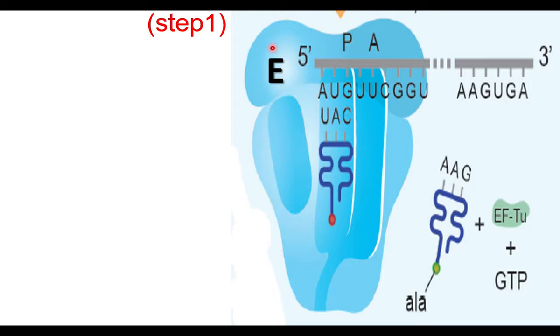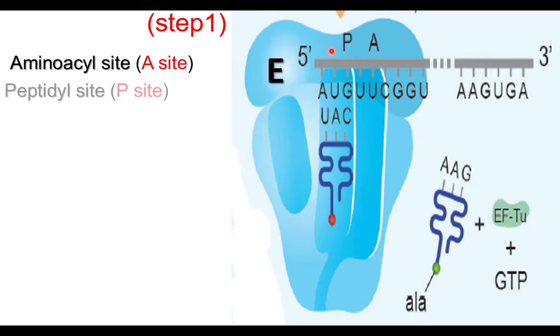The smaller and larger subunit of ribosomes bind together so that three sites are created: A site, P site, and E site. Through the E site, uncharged tRNA escapes. Now let us see what is A site and what is P site. A site is amino acyl site. A charged tRNA is called as amino acyl tRNA. This amino acyl tRNA comes to this site.